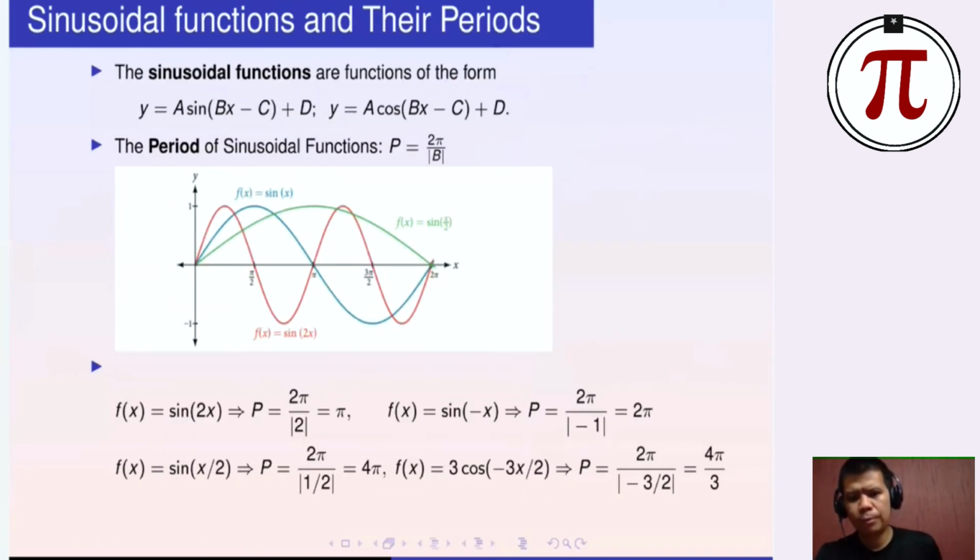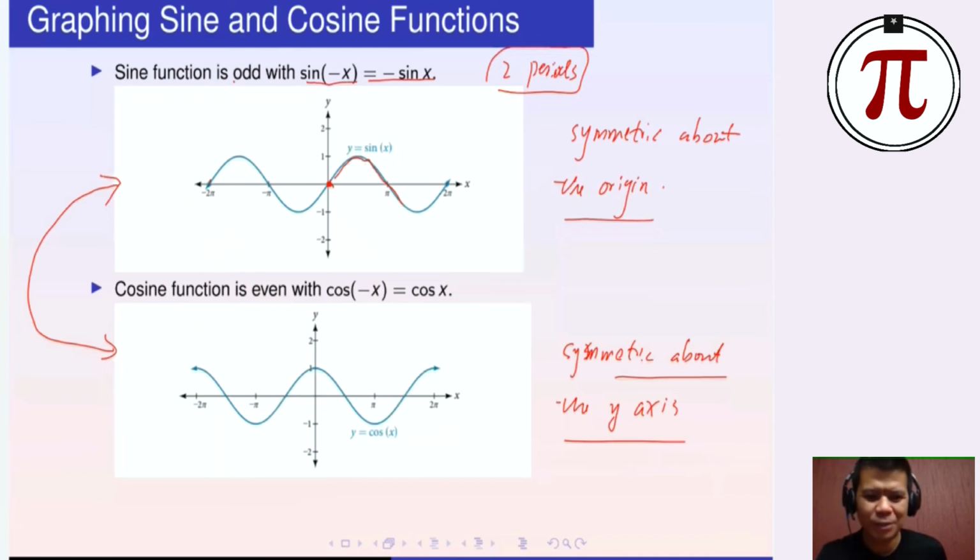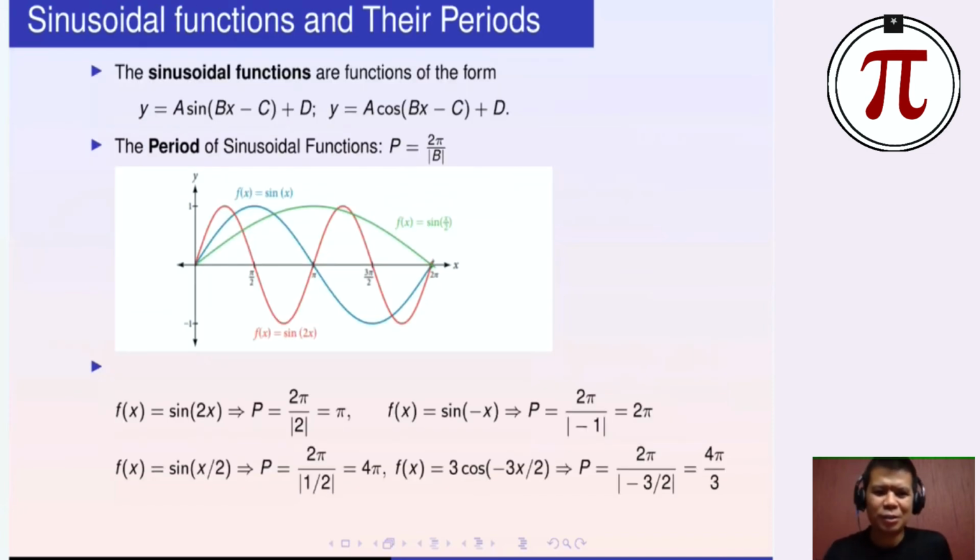Now, in general, here is something in general. In this one, we just find the sine of x. You see, this is cosine of x, sine of x. Now, we are going to talk about sinusoidal functions. What do we mean by sinusoidal functions? Functions of the form y equals a sine of bx minus c plus d, or y equals a cosine of bx plus d.